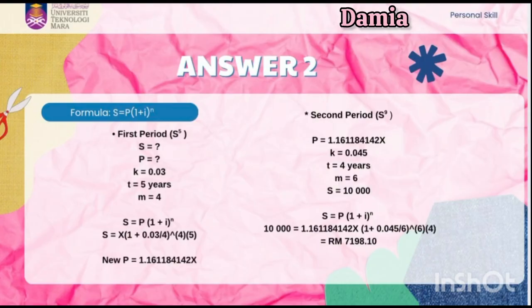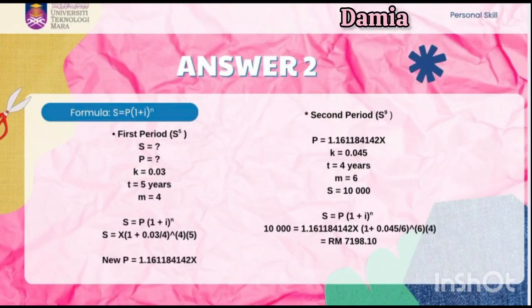So what we don't have is S, and we also do not have P, which is the initial value. But we do have K, which is 0.03, and T is 5 years, and the compound is 4. So with that, we can use the basic formula, which is S equals P, 1 plus I, powered by N. Here, we can insert these components and it will become S equals X, which is P, in this case, 1 plus 0.03 over 4 powered by 4 times 5.